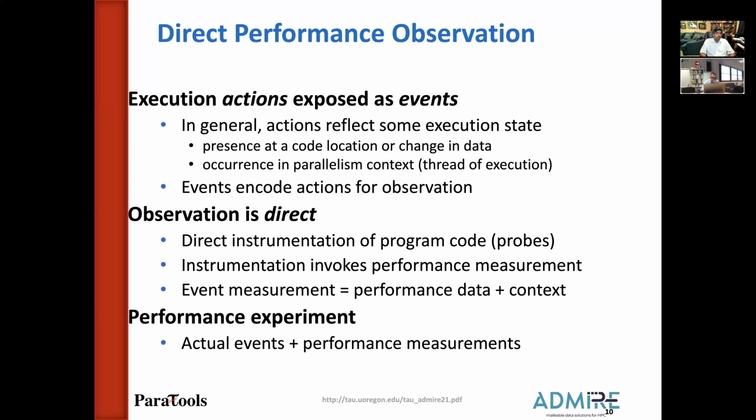Now, we've all done this before, right? We've all used things such as get time of day, where we just want to time a loop and we say T1 equals get time of day. There's a for loop, then we say T2 equals get time of day, and then a print statement that says the time spent in loop is T2 minus T1. That is direct performance observation based on adding probes to your code.